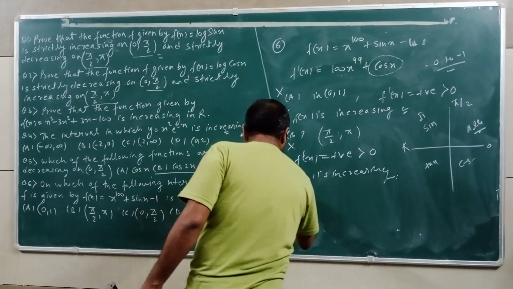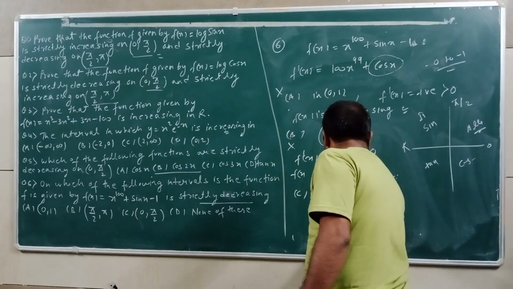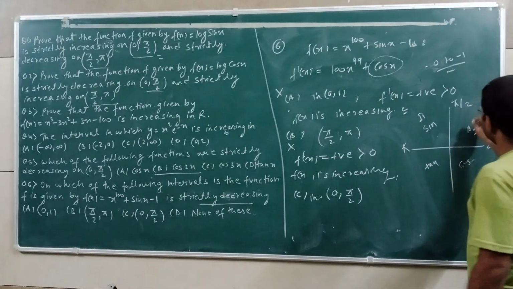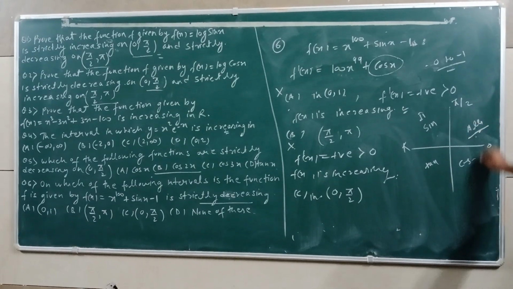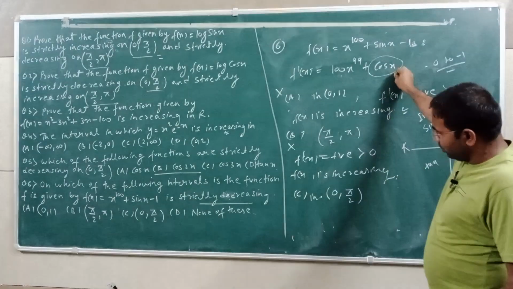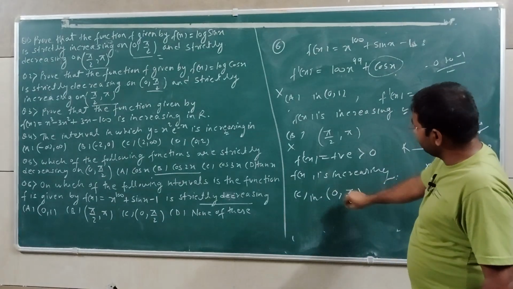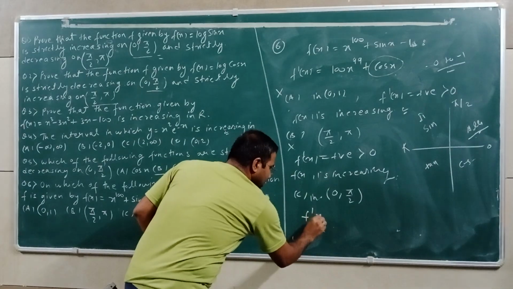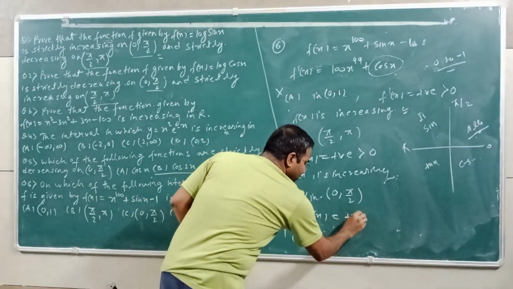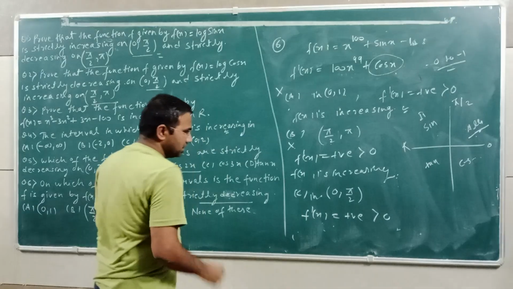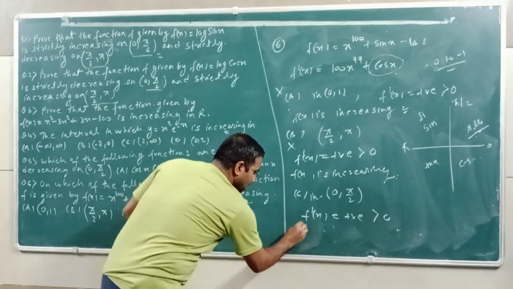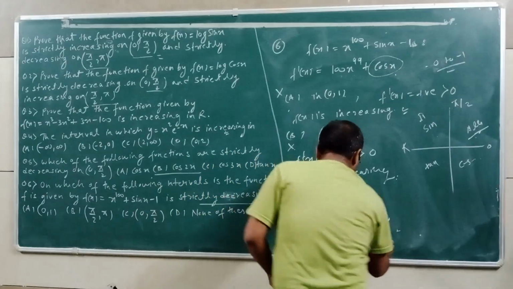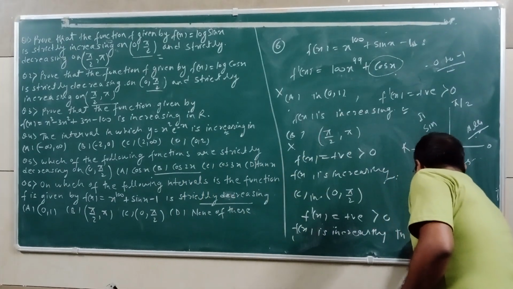Now let us see the c one. The c one is saying 0 to pi upon 2. In 0 to pi upon 2, all trigonometric ratios are positive. It means cos x will be positive, and if you put any value between this, again you will get a positive value. So f dash x is equal to a positive value, greater than 0. Then you will say that f(x) is increasing in the interval 0 comma pi upon 2.